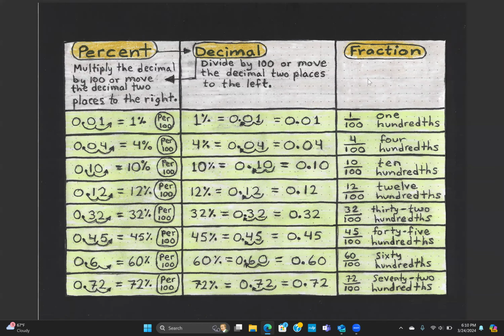interchangeable. But we're going to see how they play themselves out in this chart right here, starting with the decimal of 0.01, which is the same as saying 100ths with a THS at the end, 0.04, which is the same as saying 400ths, 0.1 or 0.10, which is the same as saying 10 hundredths, 0.12, the same as saying 12 hundredths, so on and so forth. And with that in mind, the question is, how do we turn this decimal into a percent?